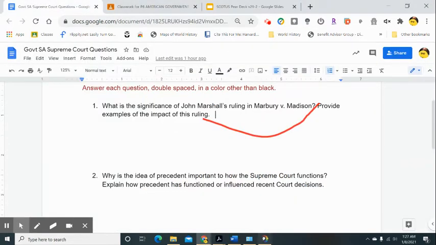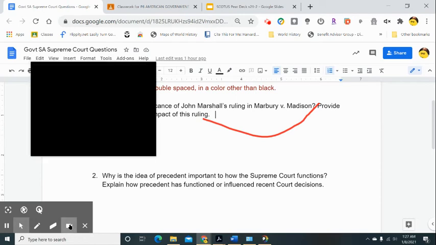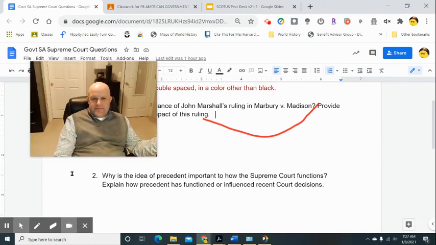So what's the importance then? The Court looks back to precedent for how the case functions, for how law functions, and how precedent has functioned or influenced recent court decisions. Precedent is always present, so to speak, because every time a decision is issued, a majority opinion, it has the possibility to become a precedent.